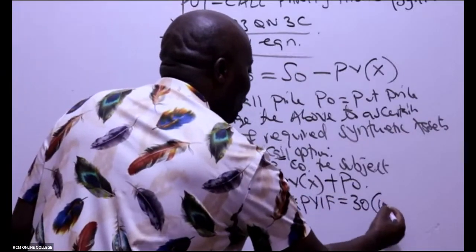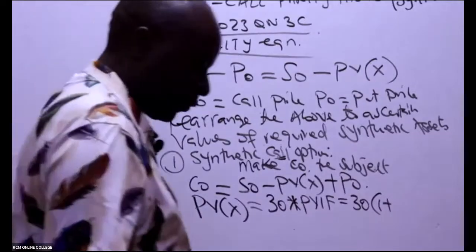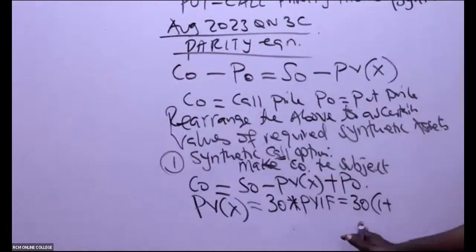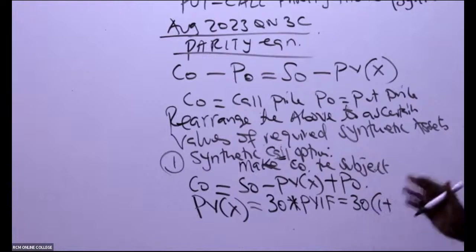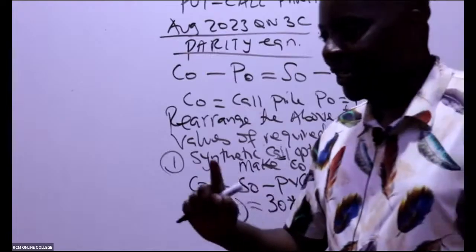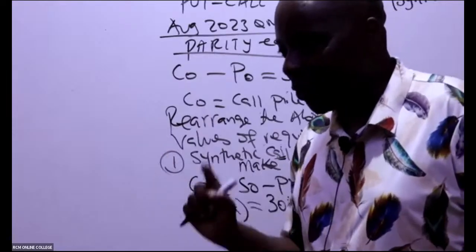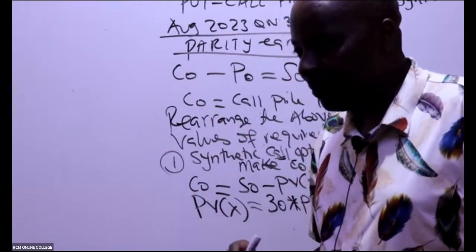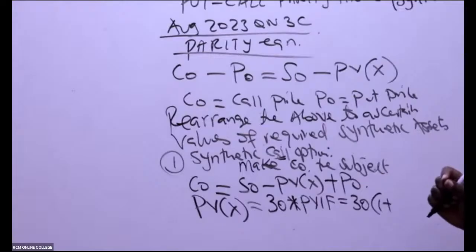Is there anybody who is able to remember the formula for getting PVIF? Because it's a lump sum, this cannot be PVIFA. So it will be 30 into, is there somebody who is able to remember the formula of PVIF? Let me see. As the pressure increases, people forget very basic things.